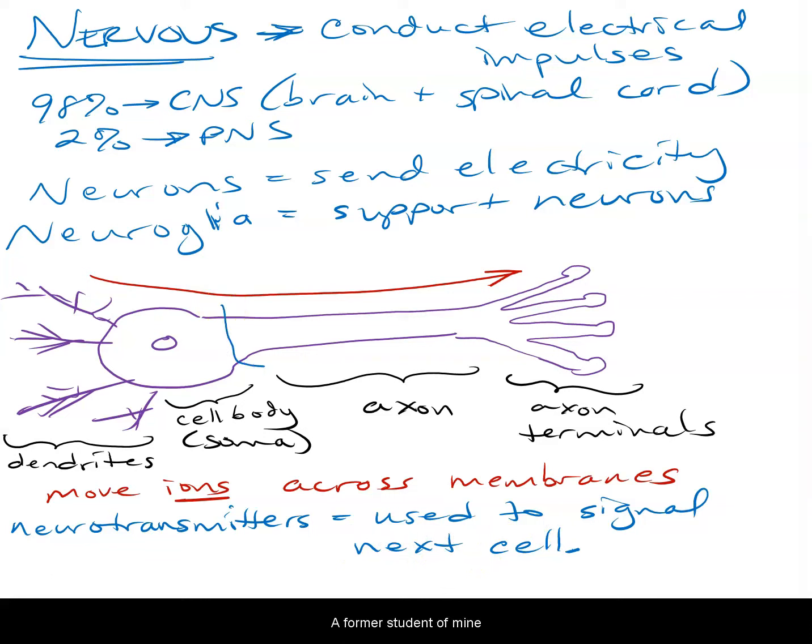A former student of mine had a really good analogy when you look at a neuron. If you think of the axon terminals as looking like fingers at the end of an arm, you could think of that action potential as traveling down that arm like electricity, and then you are a magician shooting electricity out your fingertips.